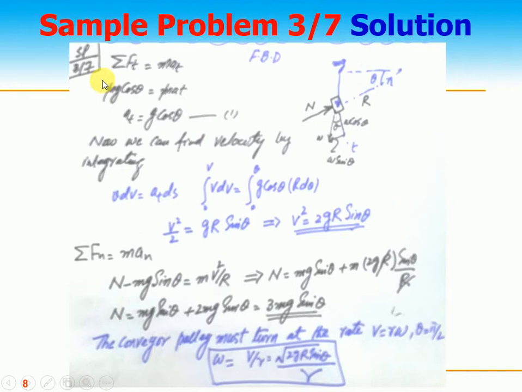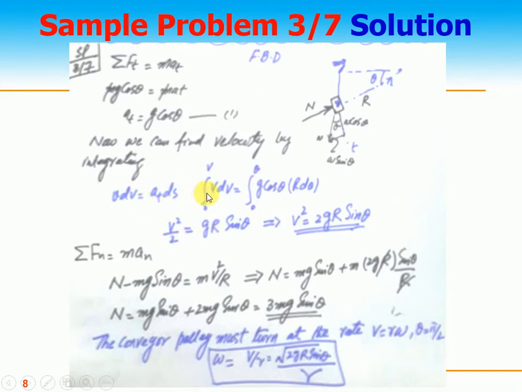Angle theta. So the summation of F t is equal to m a t. The component in the tangential direction is w cos theta, which is m a t. So a t is equal to g cos theta. That is my equation number 1. Now we can find velocity by integrating. We know that v dv is equal to a t ds. So v dv is equal to g cos theta, and ds, you know, s is equal to r theta. It becomes r d theta because r is constant in this case, because it is a quarter circle.